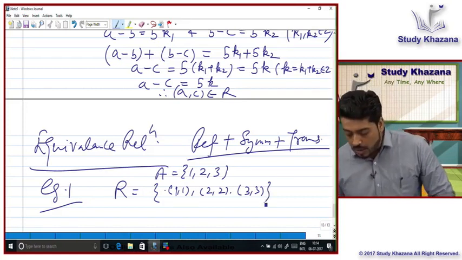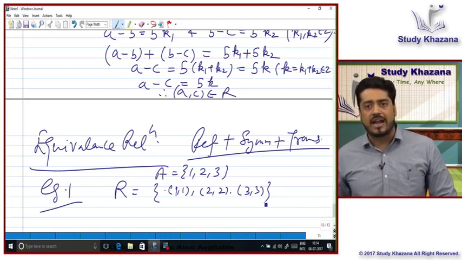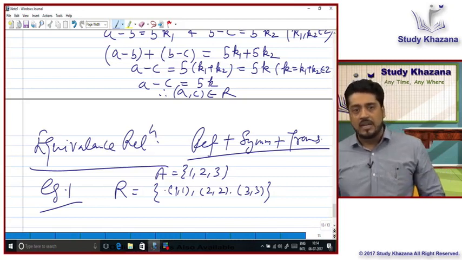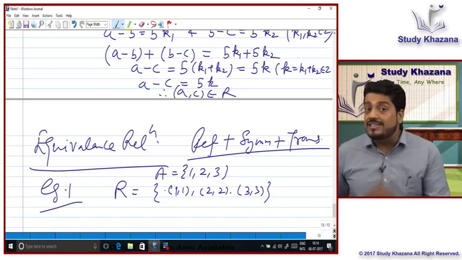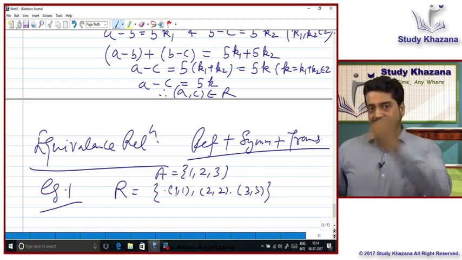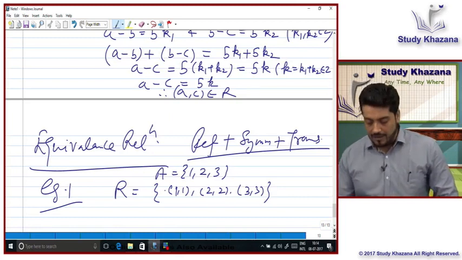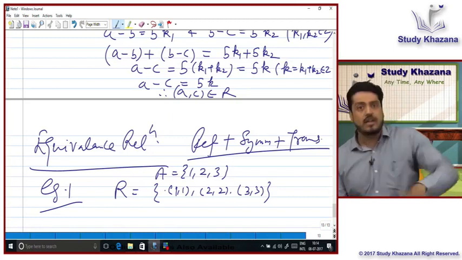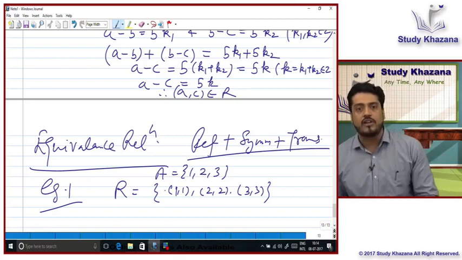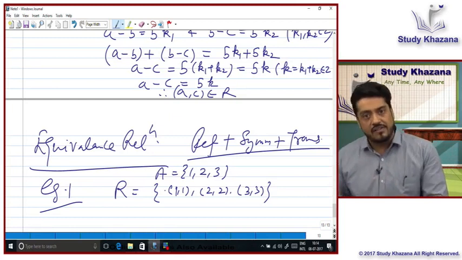Now I'll just close the bracket here. So I'll take only this set. Now this is reflexive. This is symmetric also. Why? Because whenever a is related to b, b is related to a, trivially satisfied. If (1, 1) is there, then the reverse tuple is also (1, 1), which is also available. So this relation is reflexive as well as symmetric.